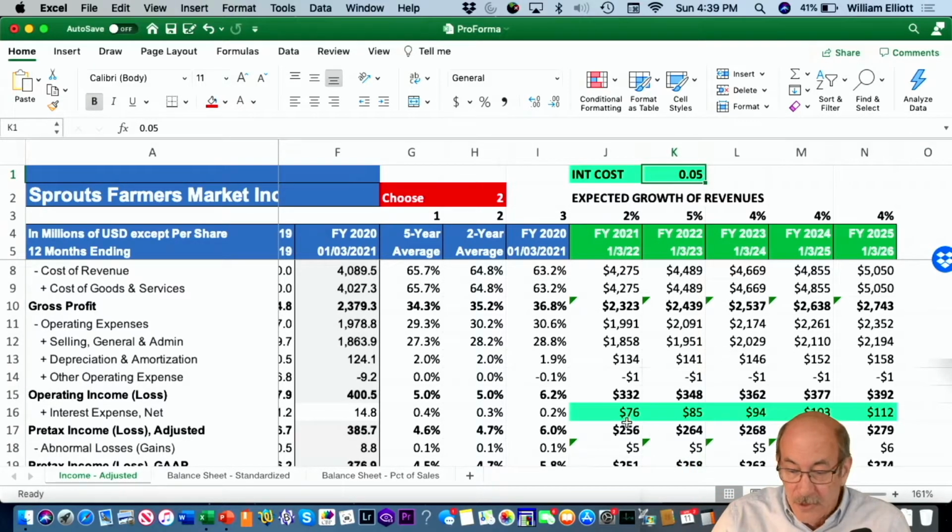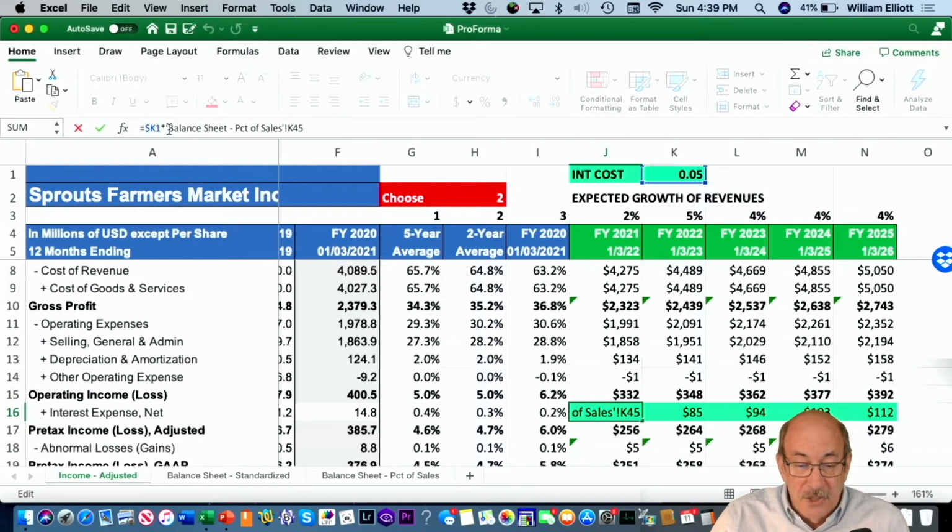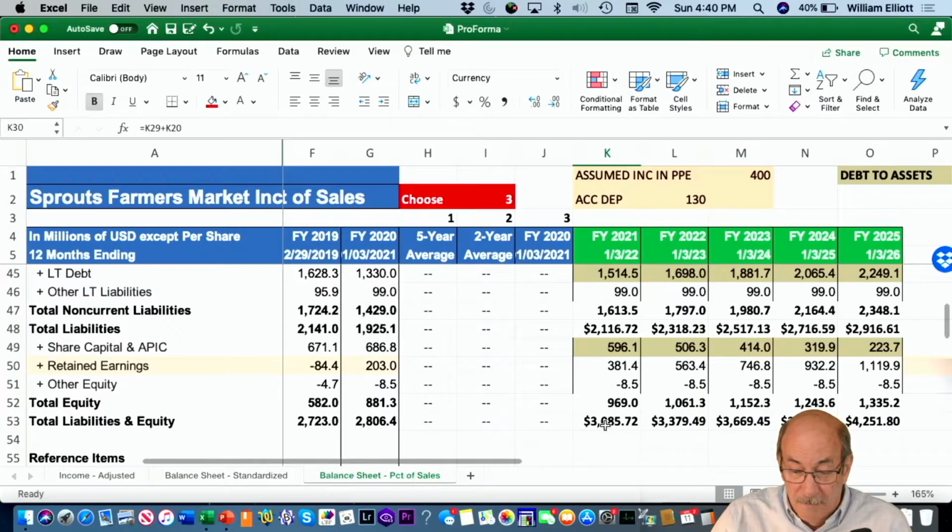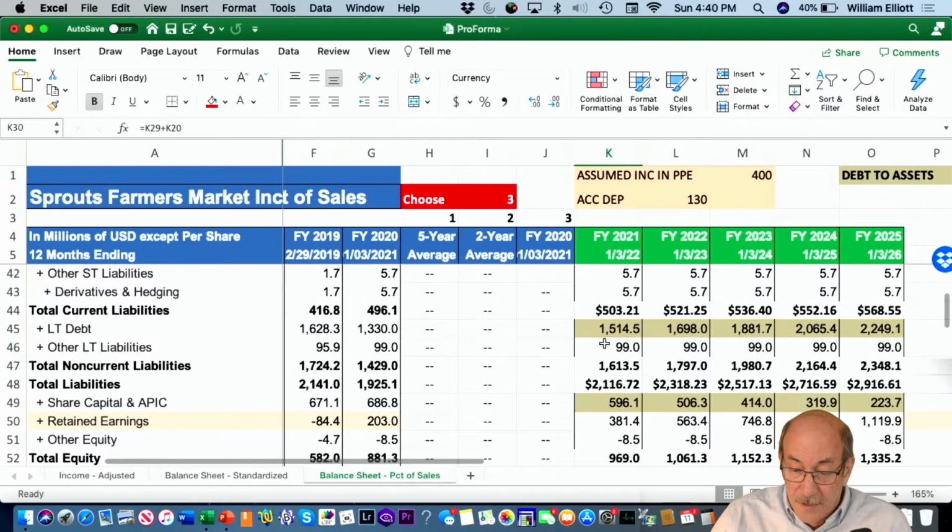And now that goes down here. So here what I've done is I've referenced the balance sheet. So I'm looking at my total long-term debt figure here on the balance sheet in cell K45. Let me highlight that whole thing. So I've referenced the balance sheet, cell K45. If we go over to K45, there it is. There's my total long-term debt.